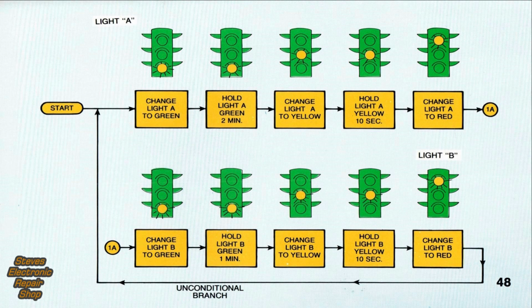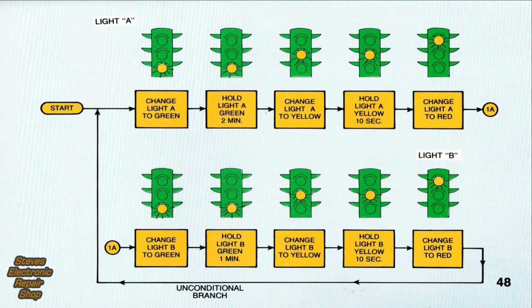Connector 1A tells us flow picks up in the bottom left-hand corner. Here we enter the light B routine that controls Side Street. Now that traffic on Main Street has a red light, it is safe to change light B to green. We hold light B green for 1 minute, then change it to yellow and hold it yellow for 10 seconds. We conclude by changing light B to red.